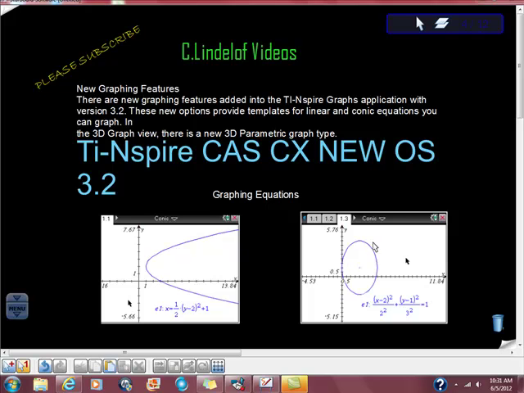Finally, it's here. TI-Nspire CAS CX, new operating system 3.2. Those of you who are old-time fans know that I think the operating system started at like 1.1 or 1.4 or something crazy. And there have been obviously a bunch of generations since then, but this one is amazing. It took care of a lot of the stuff that I was worried about.